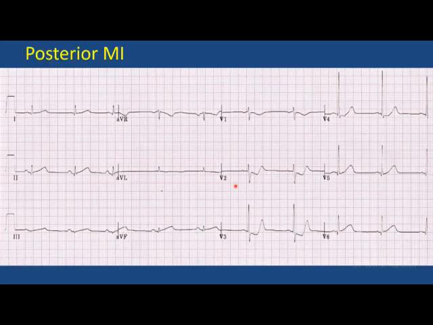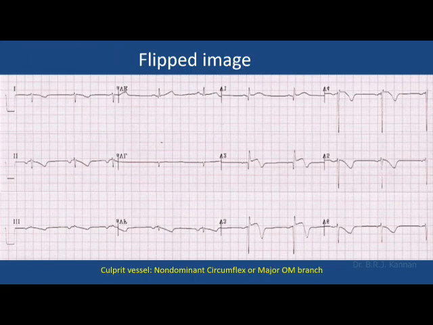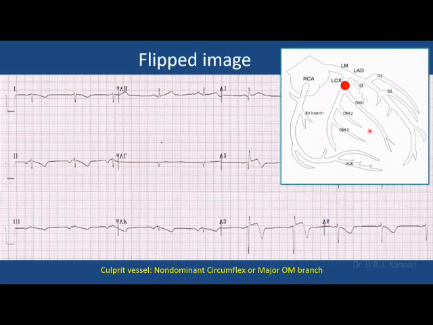So V1, V2, V3 are reading the ST elevation of V7, V8, V9. So these three leads, if they are seen from behind, will be like this. So it's a very clear indication that there is a posterior myocardial infarction. And whenever this is an isolated posterior myocardial infarction, there is no inferior involvement. So where is the lesion? It's a non-dominant circumflex artery. The lesion is in the major OM branch. Either the main circumflex would have been occluded or the major OM branch would have been occluded, and hence only the posterior area is involved. When only the posterior wall is involved, this is how you see it in the ECG.